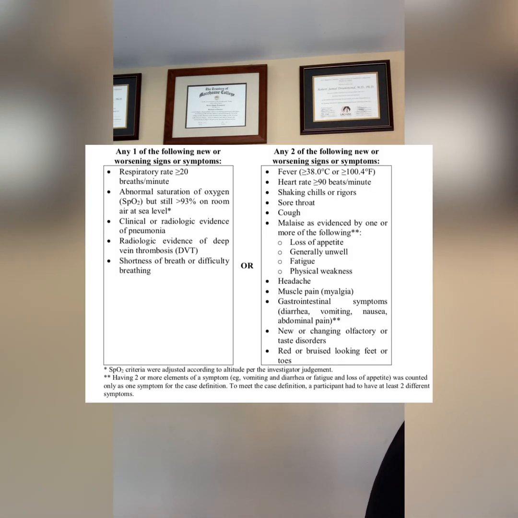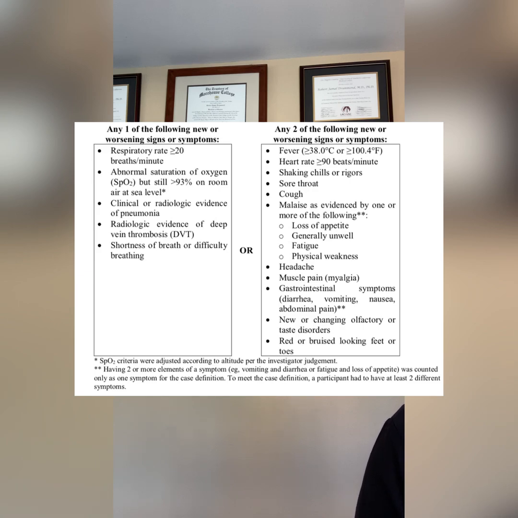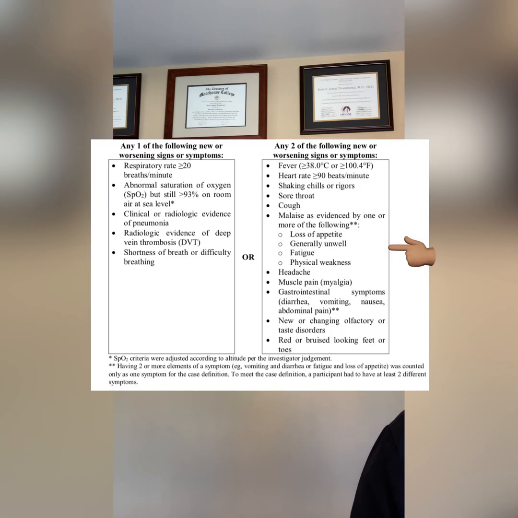Okay, so first, what is moderate/severe COVID-19? Moderate/severe COVID-19 is what they define as an individual that has PCR confirmed SARS-CoV-2 infection plus, and then you can see here, they have either one of these on this side of the column, okay? So either elevated respiratory rate, abnormal saturation of oxygen but greater than 93%, radiologic evidence of a DVT, etc. You can have one of those, or you can have two of these other symptoms, okay? So fever greater than 104, heart rate greater than 90, shaking chills, sore throat, cough, etc.